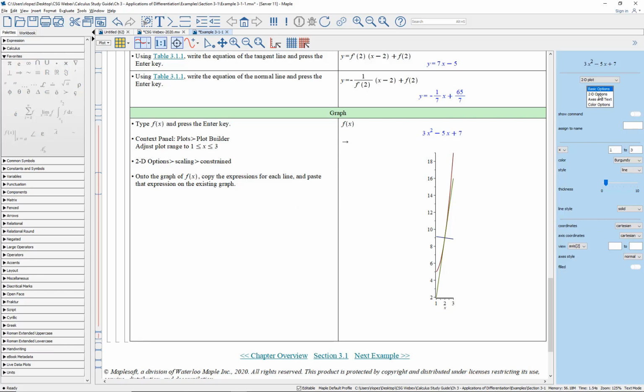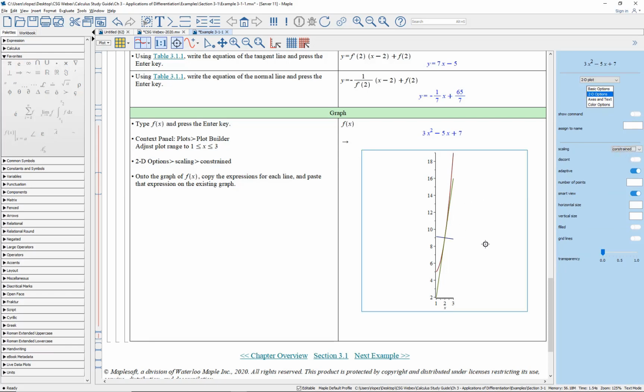And then you go to 2D options, and you get constrained scaling. You would start out as unconstrained, but you want it to be constrained, so you get a 1-to-1 aspect ratio.